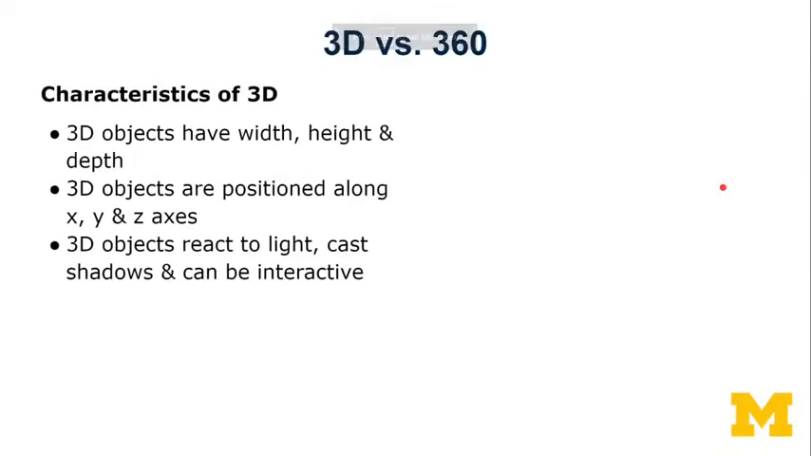Okay, so characteristics of 3D are on the left. So 3D objects have width, height, and depth. That's very important. 3D objects are positioned along X, Y, and Z axis. And 3D objects react to light, cast shadows, and actually can be interactive.